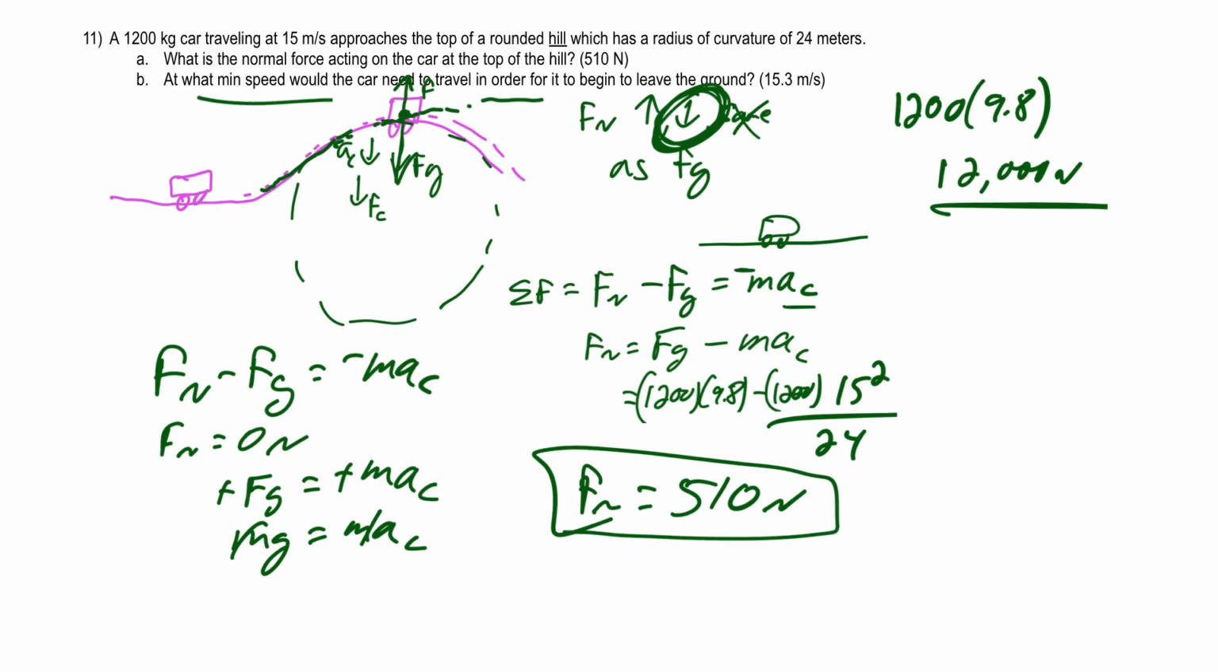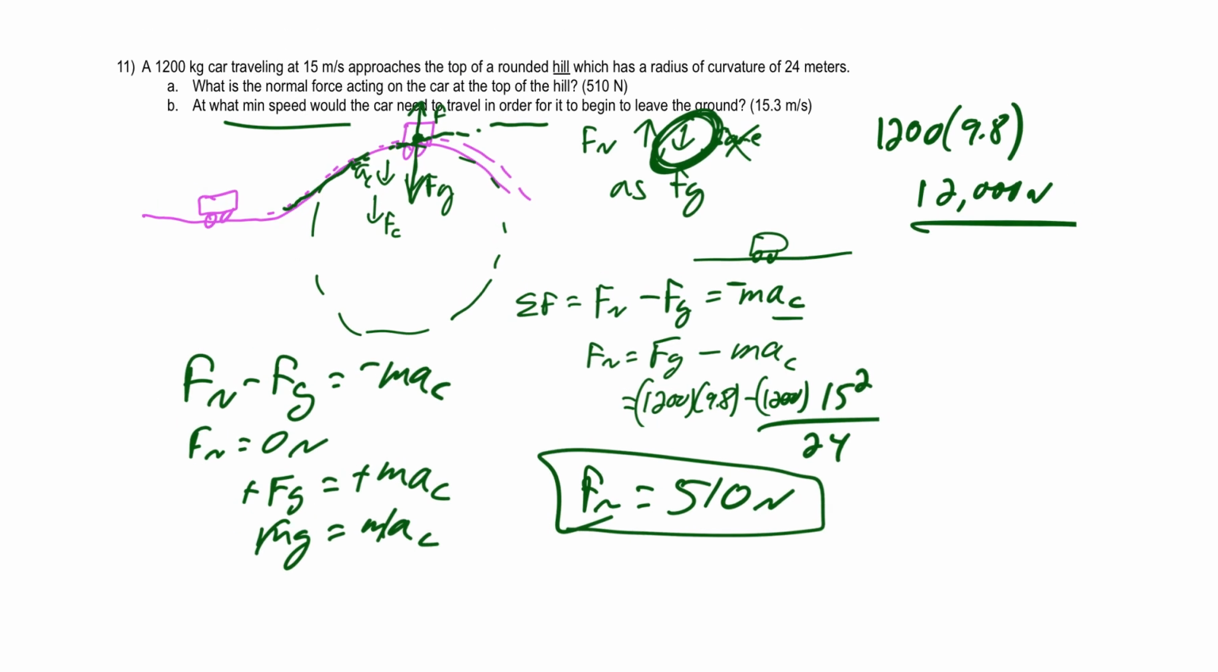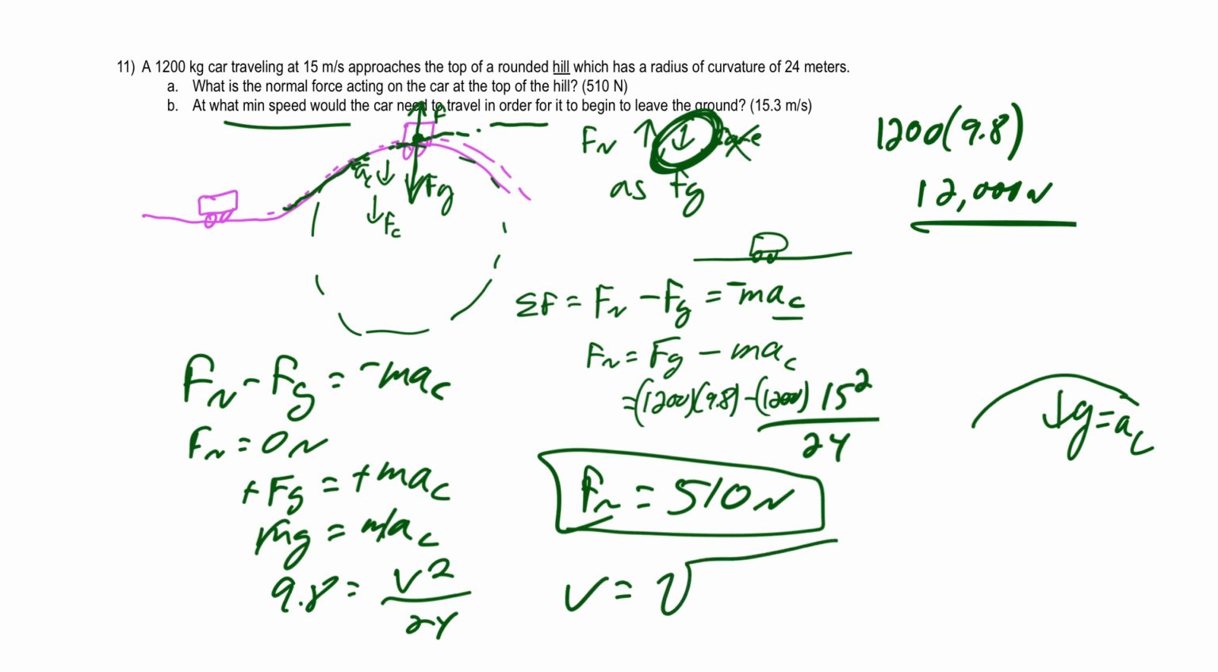And again, conceptually, think about it. If there's no normal force, the only thing keeping you in the circle is mg. And in fact, g is the acceleration, right? That's the centripetal acceleration that's keeping you in the circle. All right, so let's just go ahead and solve it. So 9.8 equals v squared divided by 24. So v equals the square root of 9.8 times 24, which equals 15.3.